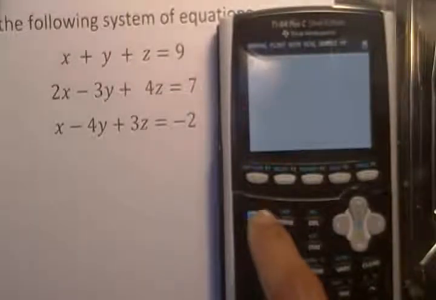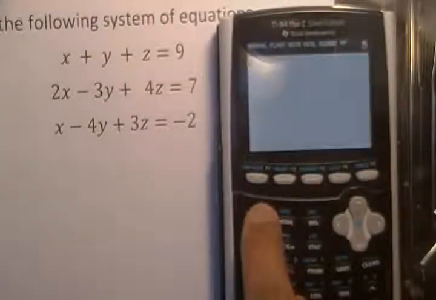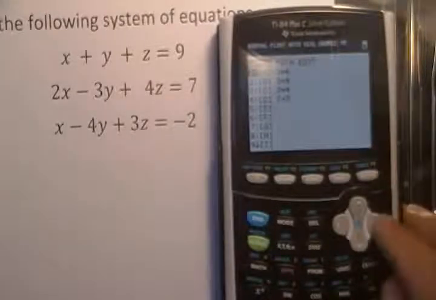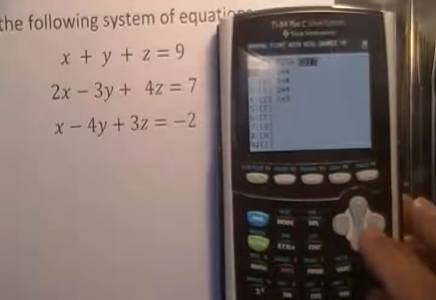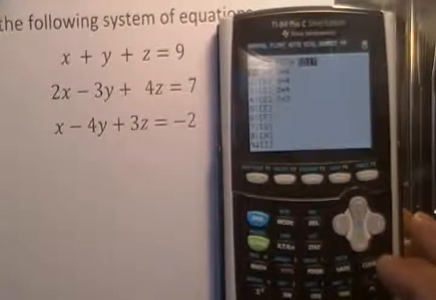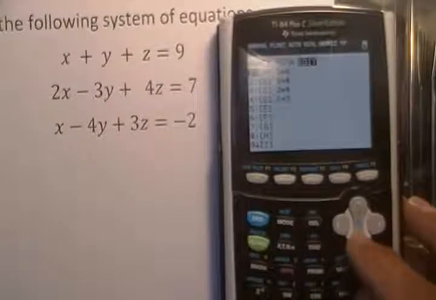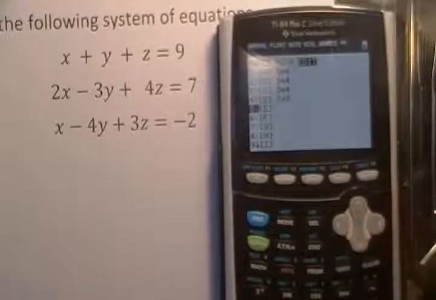Press second and then matrix, and then edit. We are feeding our values here. Edit, and then choose which matrix you want to edit. Let's say, for example, matrix E. Let's give it the name E.